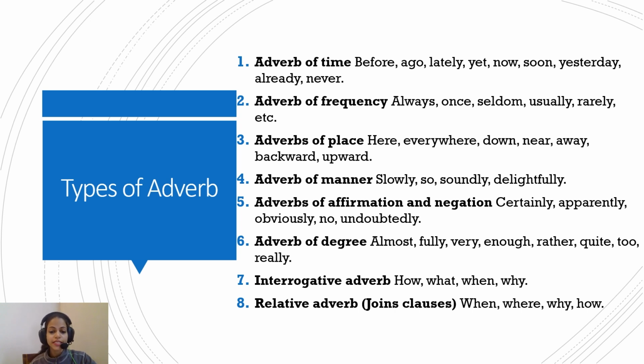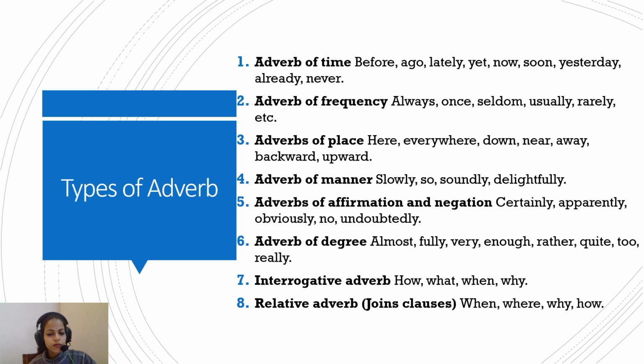Similarly, the adverb of degree. So it tells to what extent something is happening. So is it almost happening, is it completely, fully happening, very, enough, rather, quite, too, really. So these are all telling the extent to which something is happening. So these words are adverbs of degree.